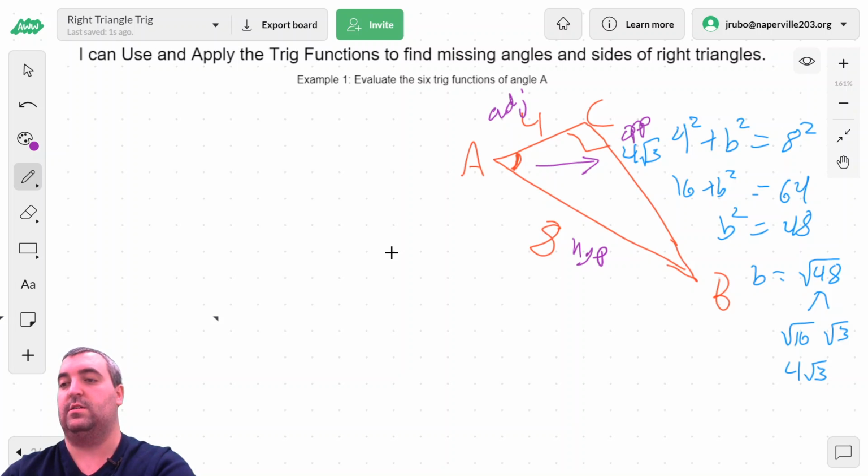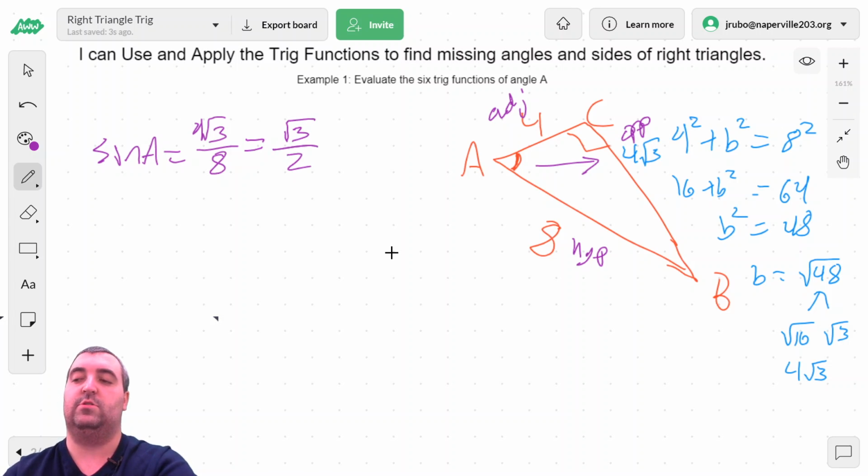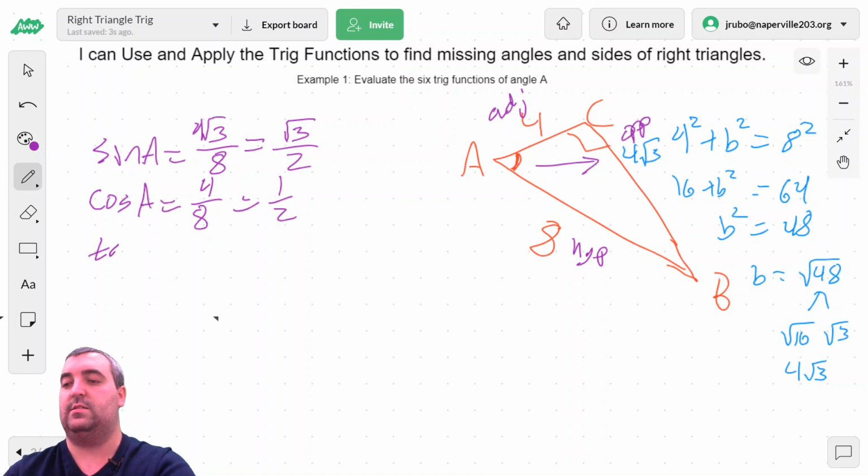So let's go ahead and do all these. Sine of A would be opposite over hypotenuse. Because there's a root involved, you could simplify the numbers in the front. So 4 over 8 would simplify to 1/2, so it would just be root 3 over 2. Cosine of A, adjacent over hypotenuse, 4 over 8, which is 1/2. And last, for the original ones, is tangent. It's opposite over adjacent. The 4's cancel, and you're left with root 3. So you found those 3.